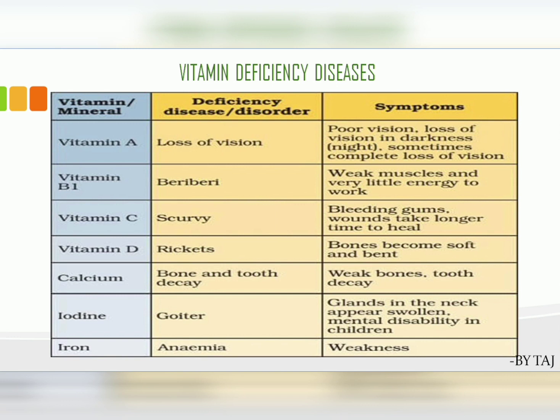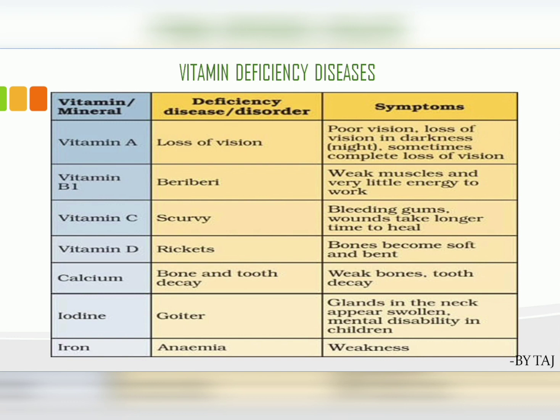Next, vitamin C. You get vitamin C from plants like citrus plants. If it is deficient in your body, you get the scurvy disease. The symptoms of scurvy are bleeding gums in the teeth, and even wounds take a longer time to heal. Coming to vitamin D, if vitamin D is deficient, you get rickets. Rickets is a disease of the bones. The bones become soft and bent, and you can't walk properly. So this is the disease of rickets.